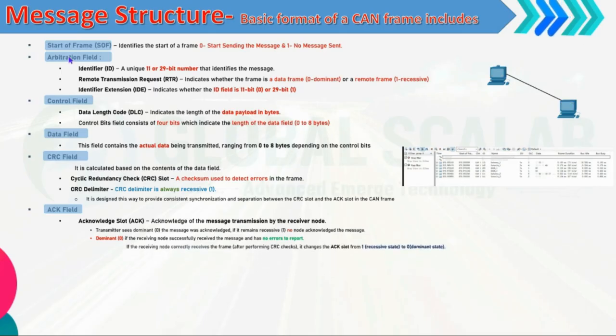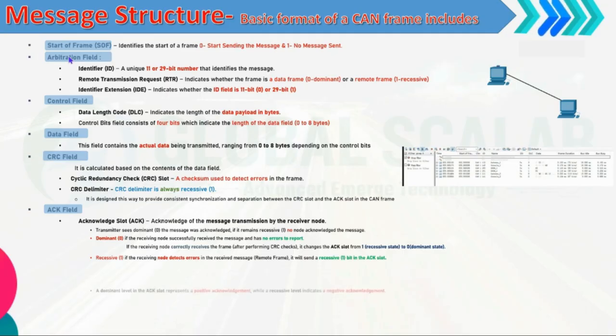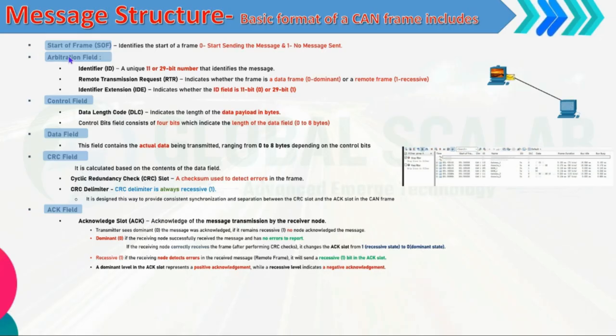If the receiver node correctly receives the frame after performing the CRC checks, it changes the acknowledgement slot from 1 to 0. Here 1 is the recessive state and 0 is the dominant state. And coming to the recessive 1, if the receiving node detects an error in the received message, the remote frame, it will send the recessive 1 in the acknowledgement slot. A dominant level in the acknowledgement slot represents a positive acknowledgement, while a recessive level indicates a negative acknowledgement.